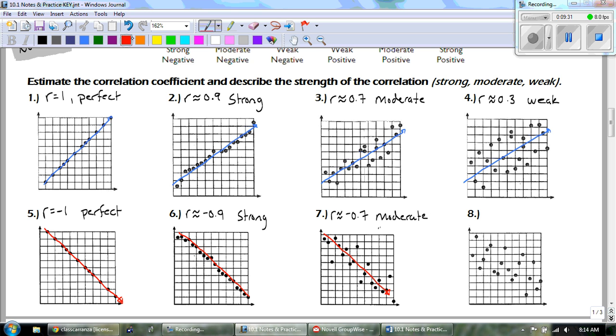And then the last one, number 8, once again, we can see the general trend of the graph is going down. Okay, so we would say that it's negative. Once again, it's not perfect, it's not strong, it's not moderate. Yeah, it's weak. So the correlation coefficient would be negative 0.3. And we would say that it is weak. Okay, that's the front side. Let's go ahead and flip it over.